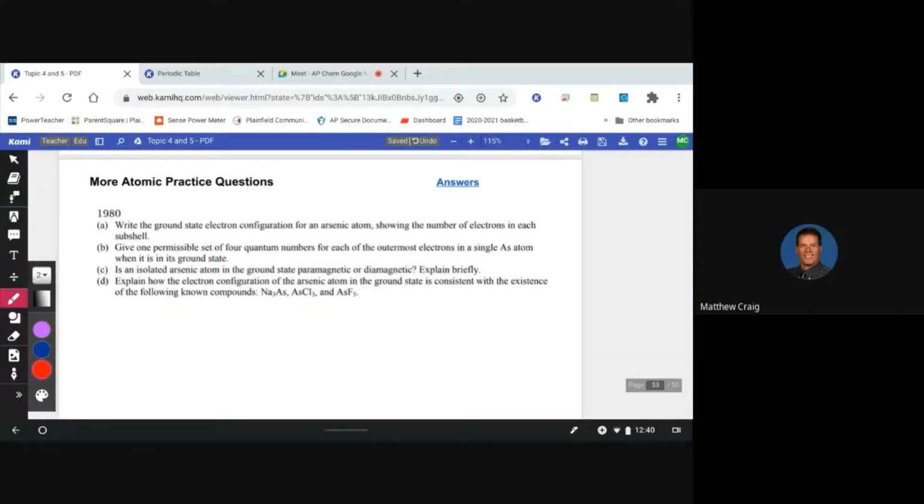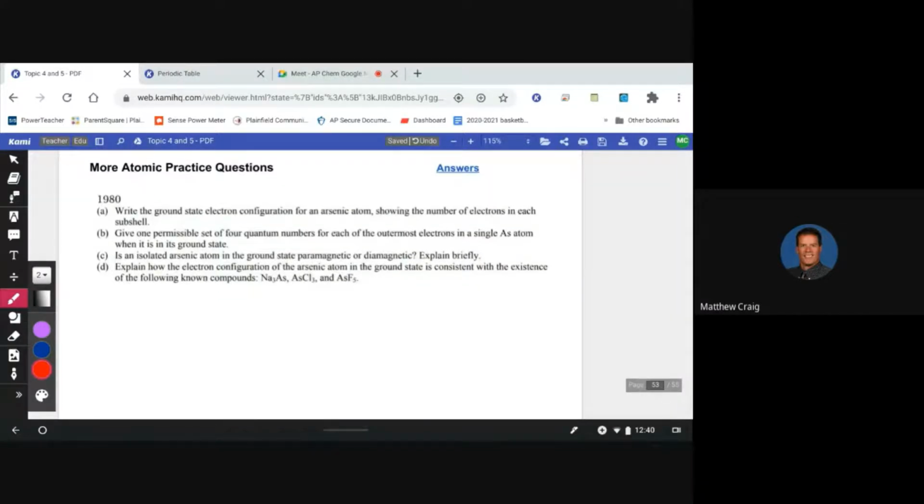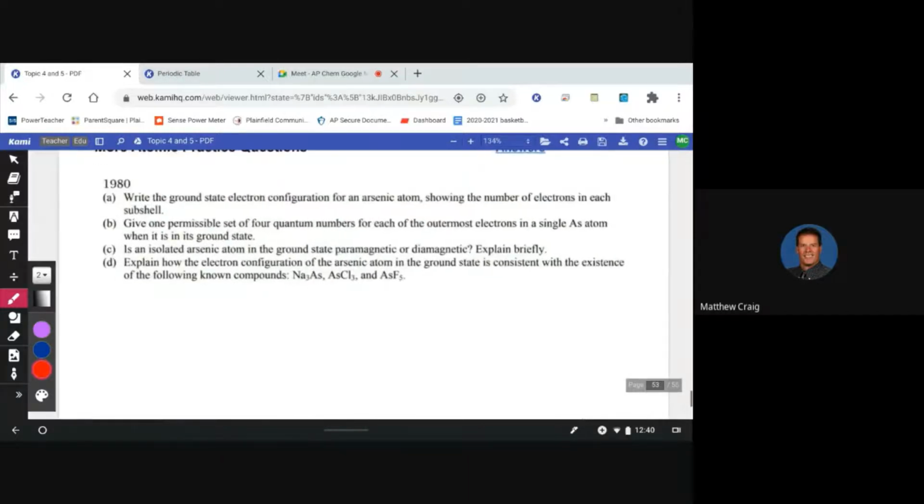All right, the last one. 1980. I was in junior high. Write the ground state electron configuration for arsenic, showing the number of electrons in each subshell. So in other words, draw arrows. I'll let you do that. Oh, found it. So first of all, you got to know what arsenic is. So that's AR, right? No.